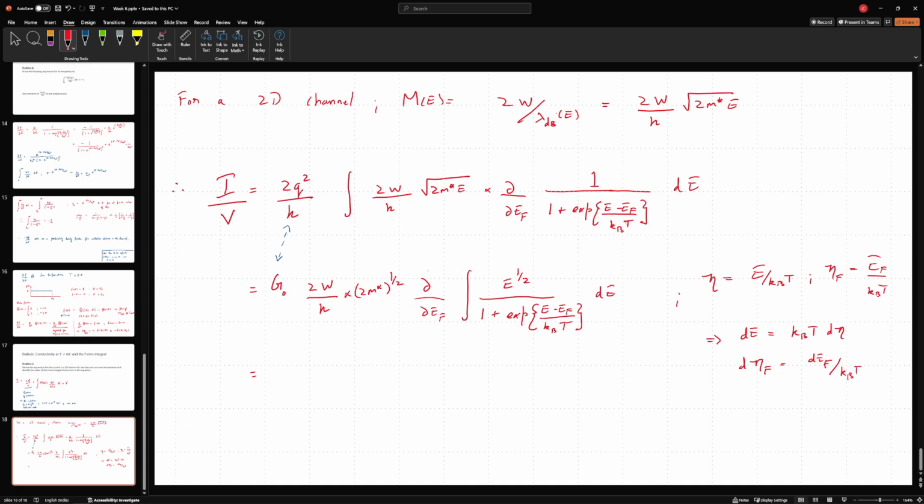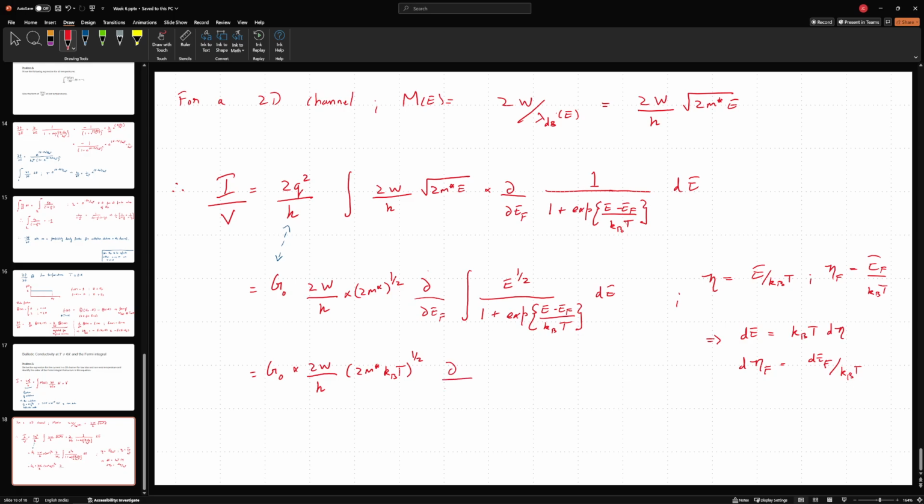Just give me 1 second. So dEF is this. So there is going to be a 1 upon KBT here, and a KBT here, and they will cancel each other out. I still need to turn this into eta, so I need to multiply by KBT to the power half. G0 into 2W divided by H, 2M star KBT. I'm essentially multiplying and dividing by KBT to the power half. When I divide E by KBT to the power half, this will become eta.